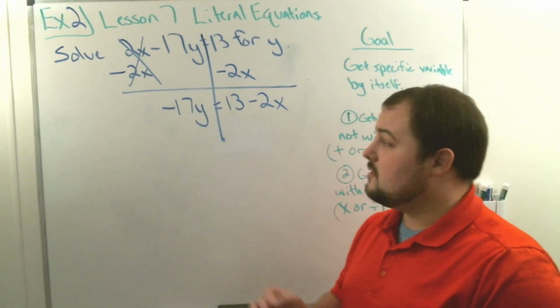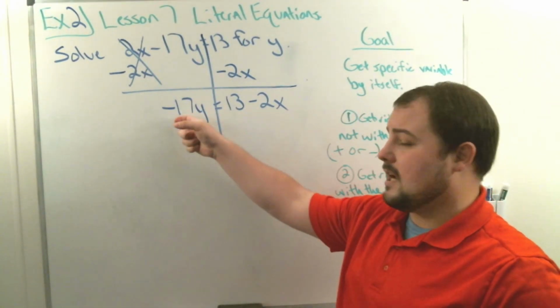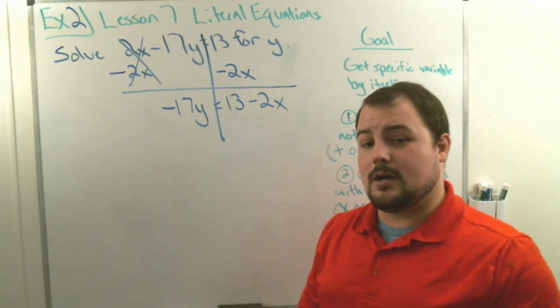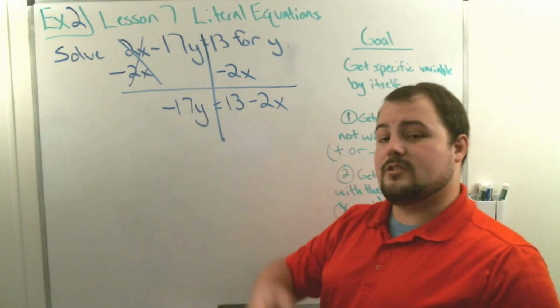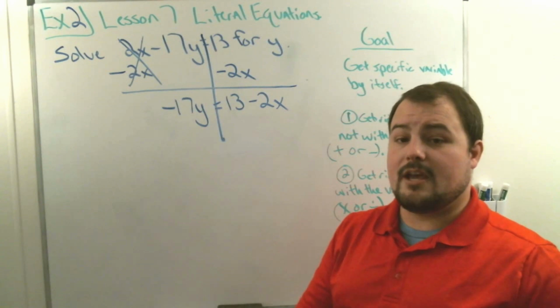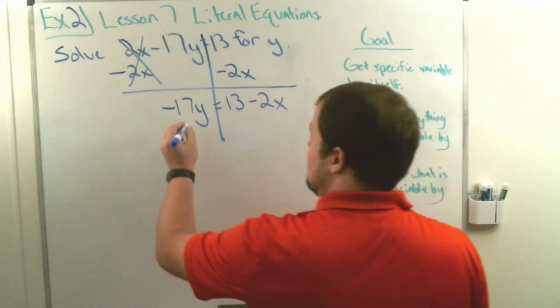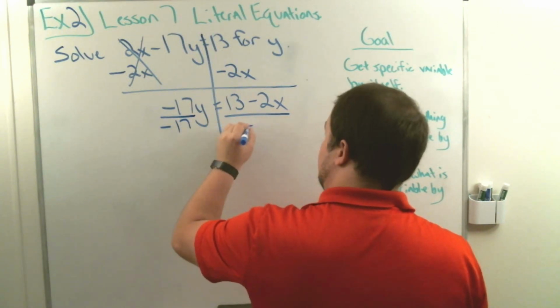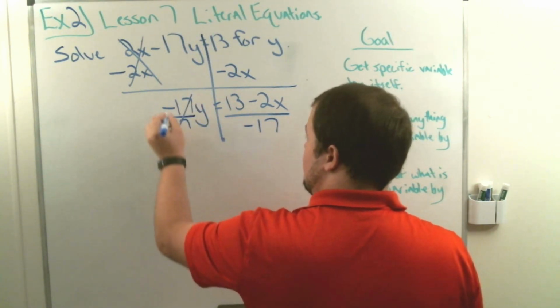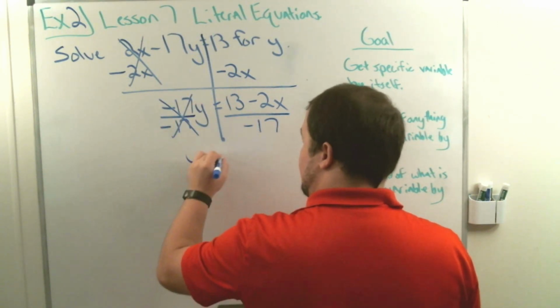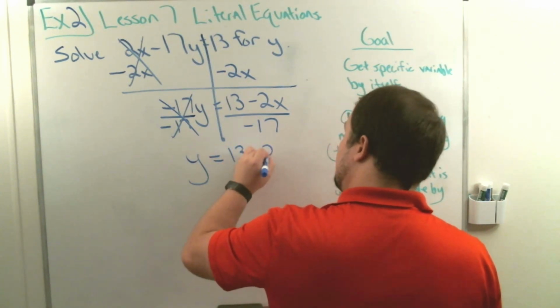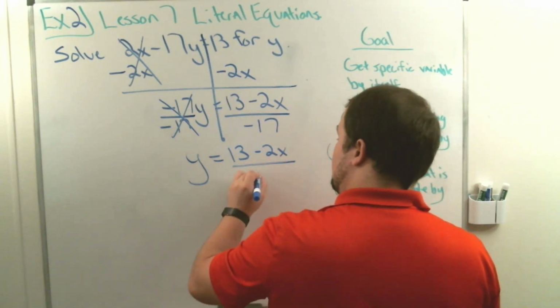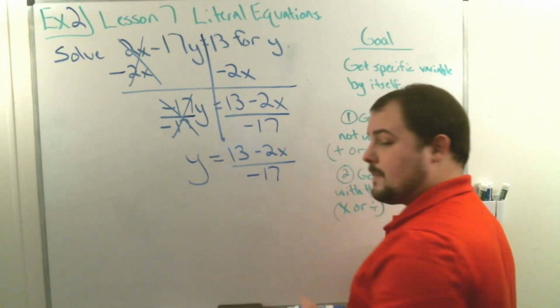The only thing we have left to do is get rid of this negative 17 next to the variable y. Well, a number next to a variable is multiplying, so to get rid of that, we're going to go ahead and divide. So we're going to divide by negative 17 on one side, divide by negative 17 on the other. This cancels out, and we get y equals 13 minus 2x over negative 17.